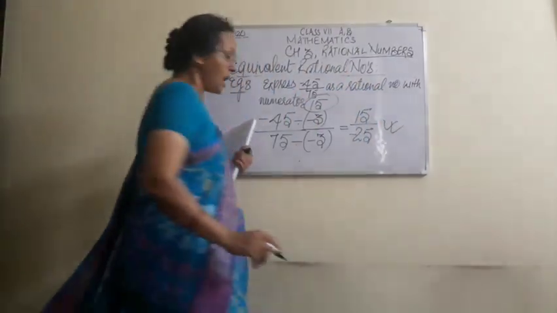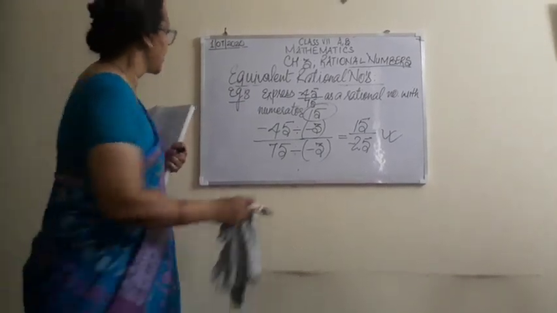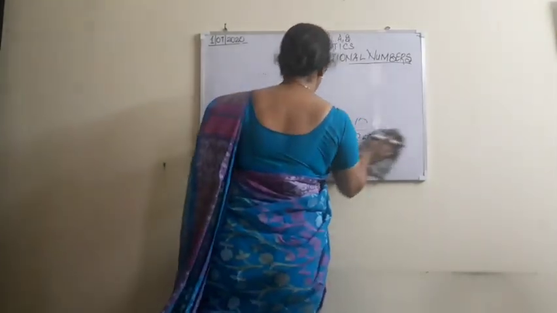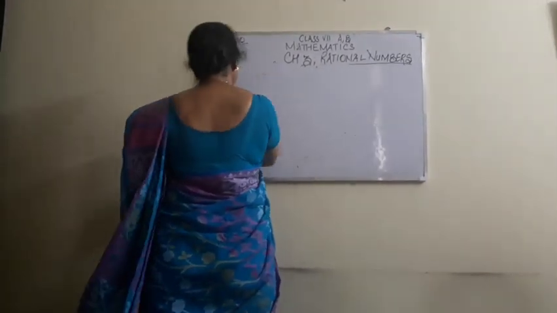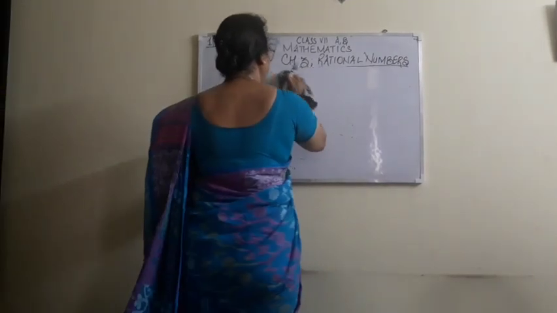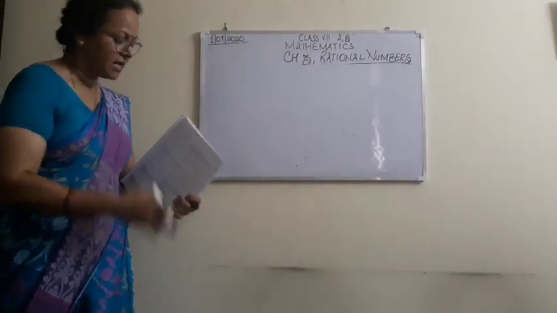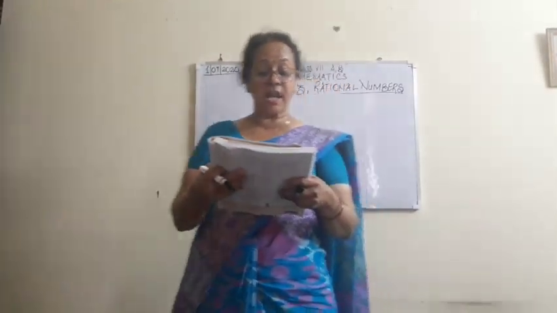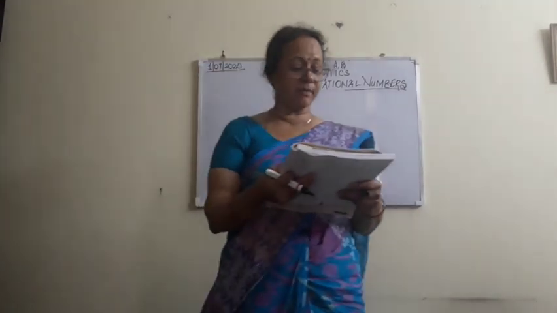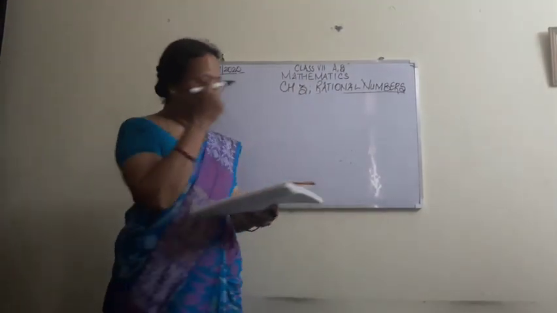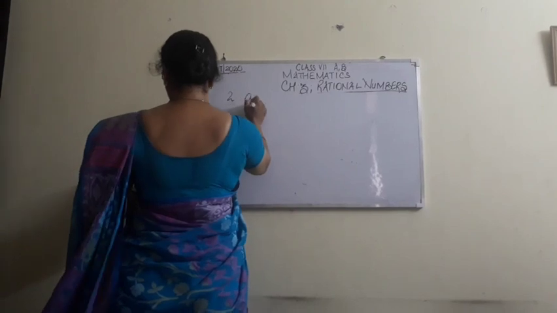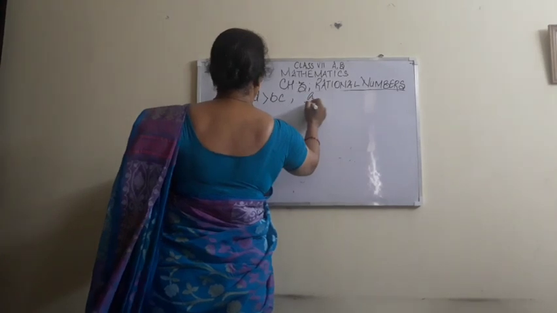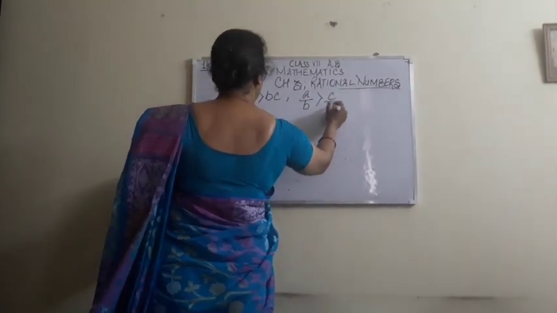Okay students. Now the next topic is comparison of rational numbers. If you know how to write equivalent fractions and how to reduce. In equivalent fractions I have given you 3 points. It's given in your book also, page number 25, 3 points are given. Let A upon B and C upon D be two rational numbers. The second point is, if AD is greater than BC, then A upon B is greater than C upon D.